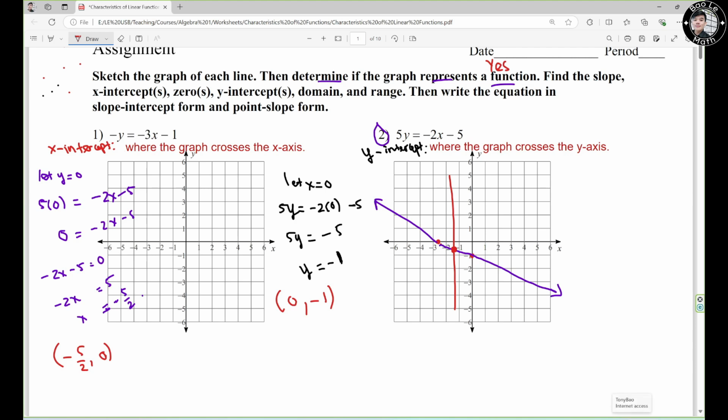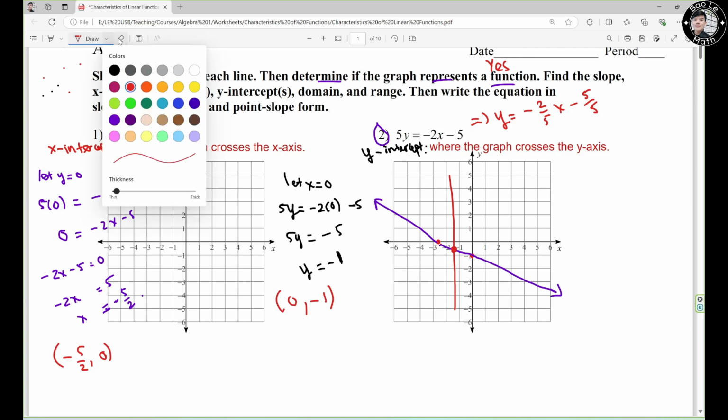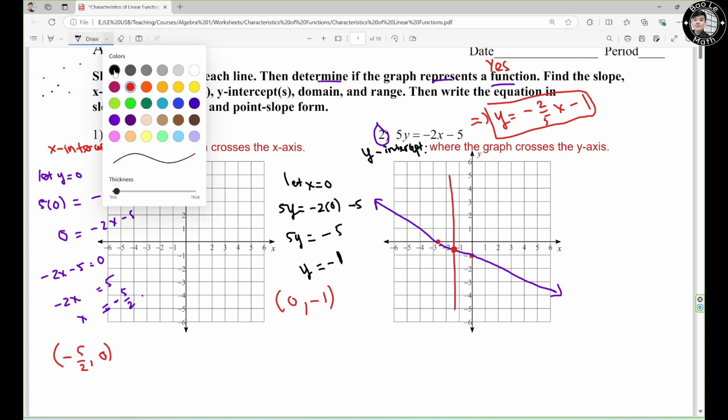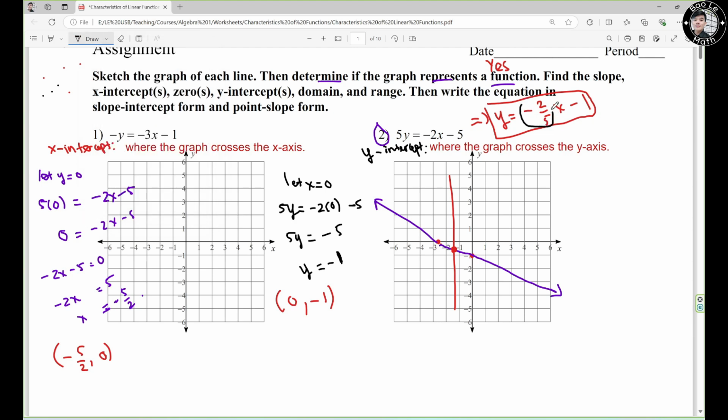Alright, now next one, we need to find the slope. In order to find the slope, we need to convert this one into slope-intercept form. So in order to do that, I need to divide both sides by 5. So y equal to negative 2 over 5 x minus 5 over 5. But 5 over 5 is going to be 1, so instead of 5 over 5, I just put 1 right here. And this is my slope-intercept form. You know that the slope should be the number in front of x, so the slope should be negative 2 over 5.